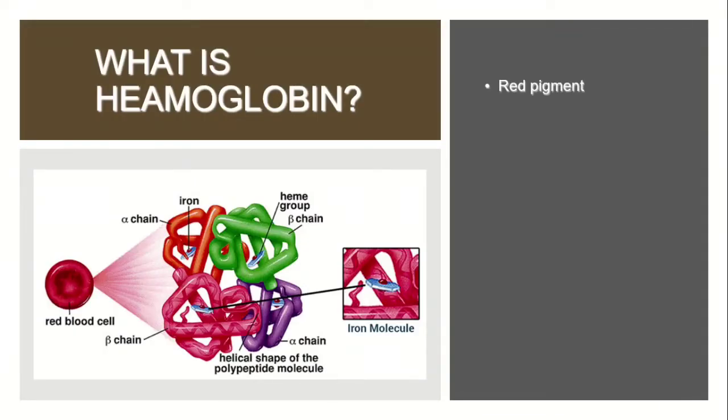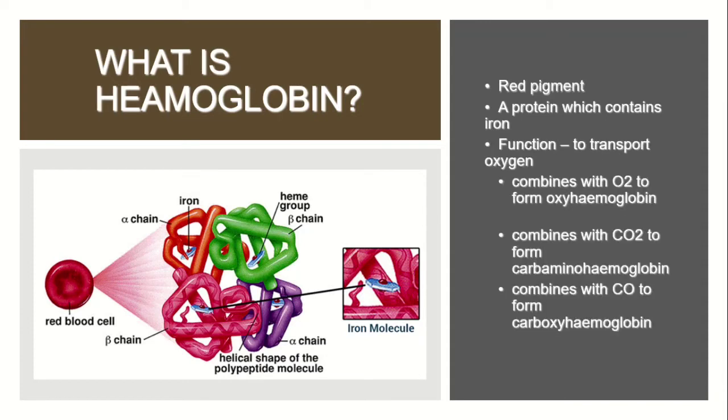What is hemoglobin? It is a red pigment, a protein which contains iron. The function of hemoglobin is to transport oxygen. When hemoglobin combines with oxygen, it forms oxyhemoglobin. Combined with carbon dioxide, it will form carbaminohemoglobin. Meanwhile, combined with carbon monoxide, it will form carboxyhemoglobin.